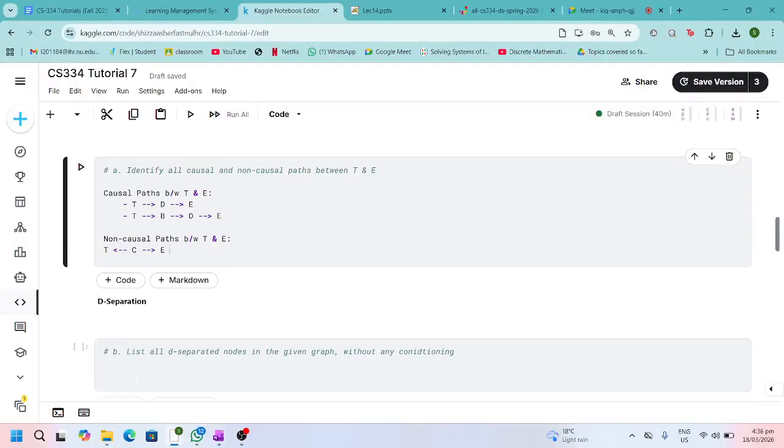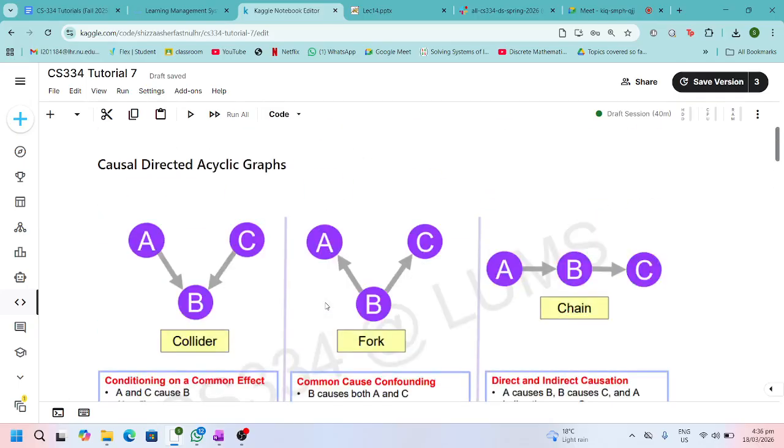Next, you have to list all the d-separated nodes in the given graph without any conditioning. So I'm going to help you recall what d-separation is. D in here stands for directional, so d-separation is directional separation. In very simple words, you're checking to see if two nodes are independent of each other or not. If two nodes are independent of each other, then they are d-separated.